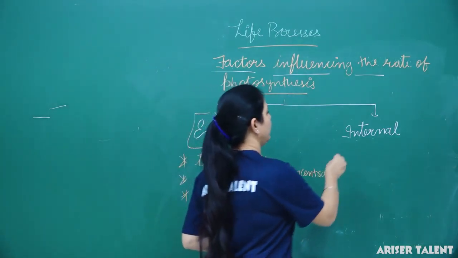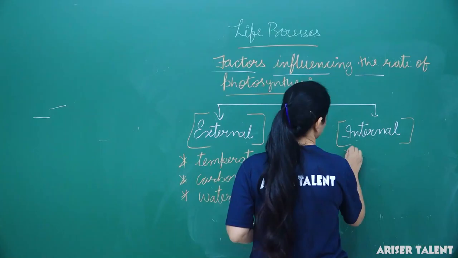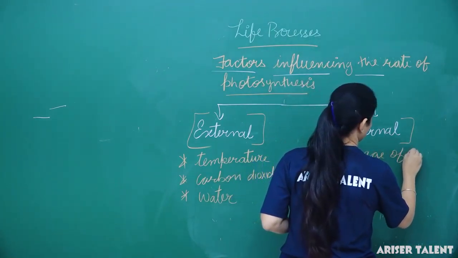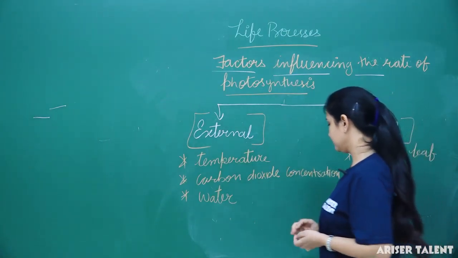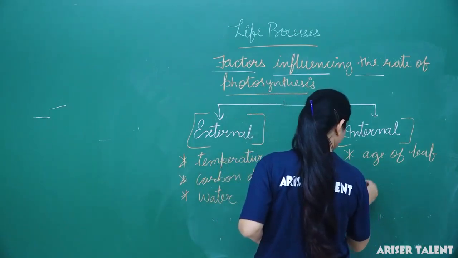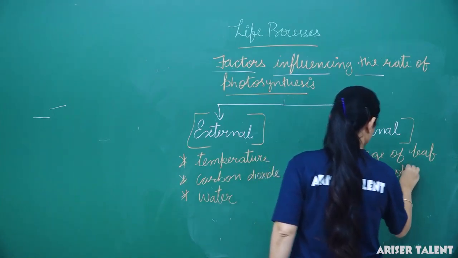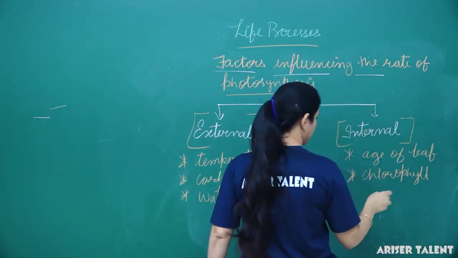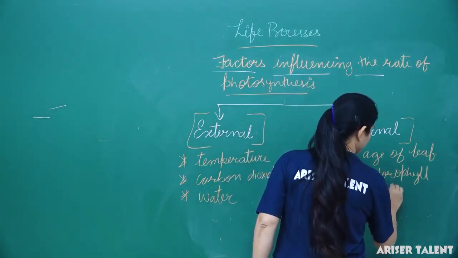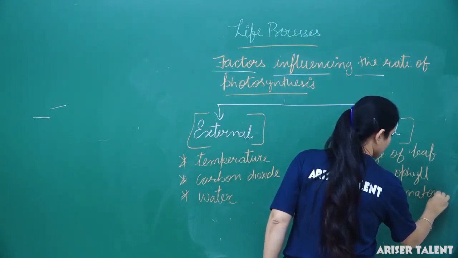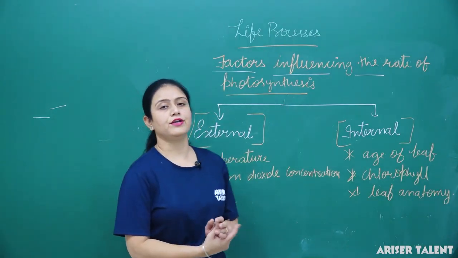If we talk about internal, then what are the internal factors that affect the rate of photosynthesis? That is the age of the leaf, chlorophyll, and the leaf anatomy. Okay, so these are the factors which affect the rate of photosynthesis.